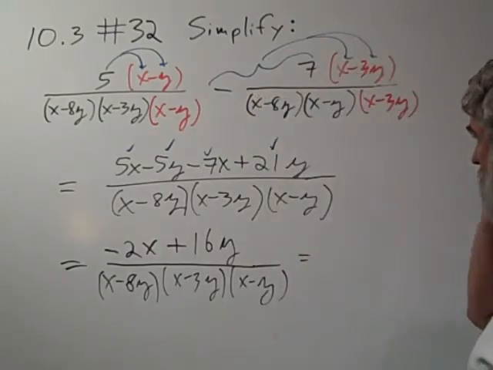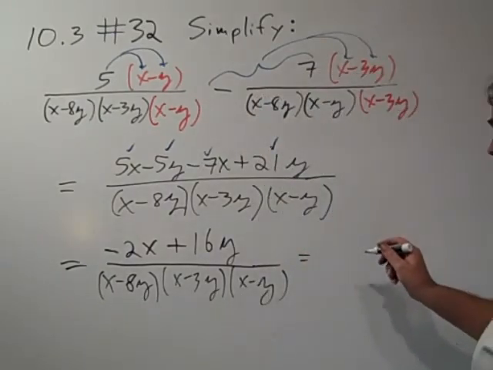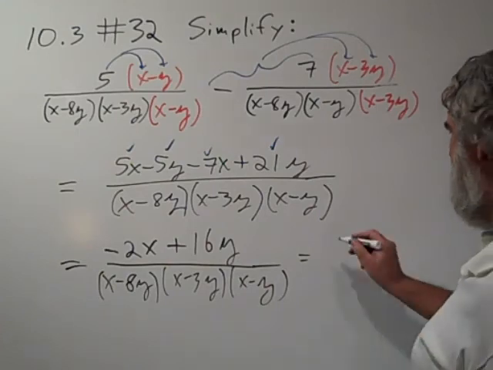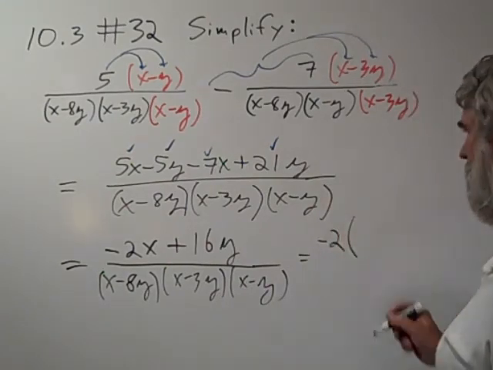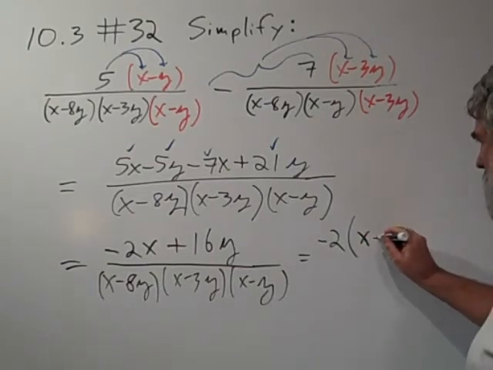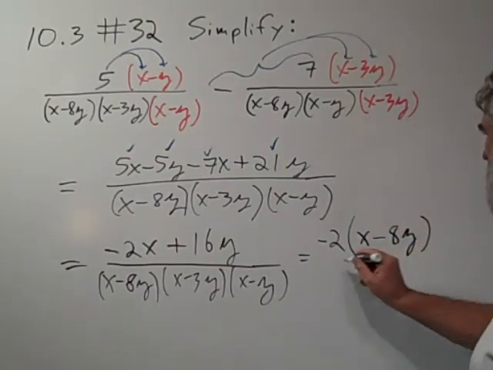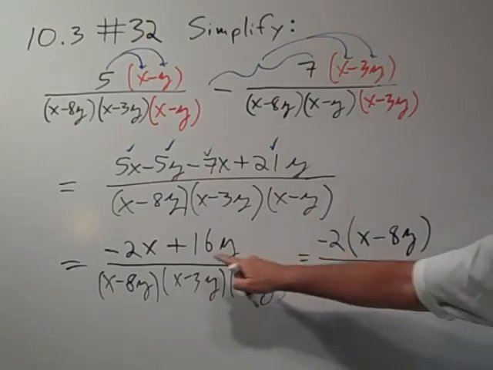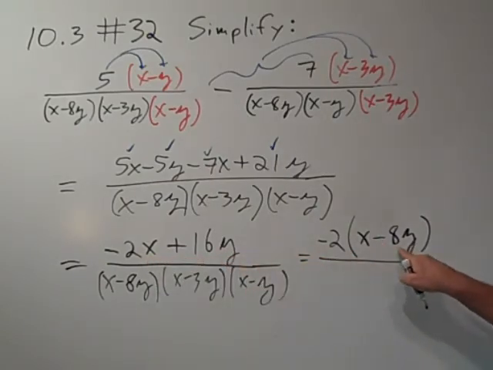Lastly, let's try to factor that numerator. I'm going to factor out a negative 2. And what we have is x minus 8y, because negative 2 times x is negative 2x, and negative 2 times negative 8y is positive 16y.